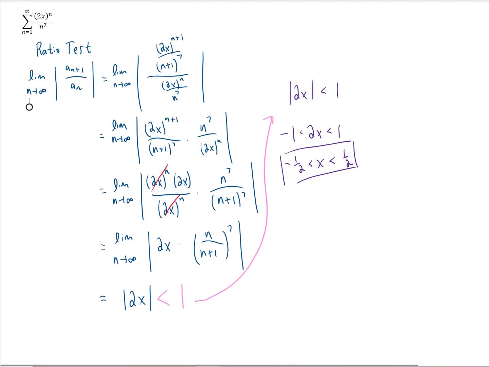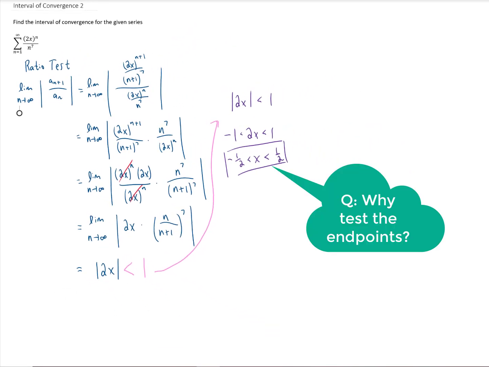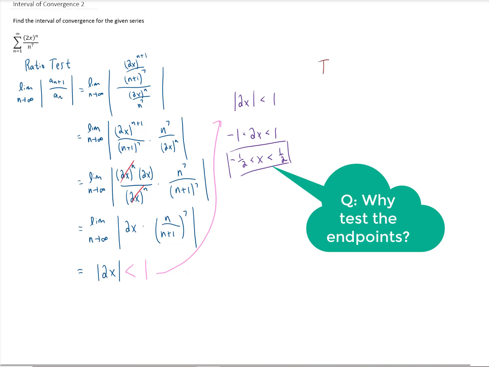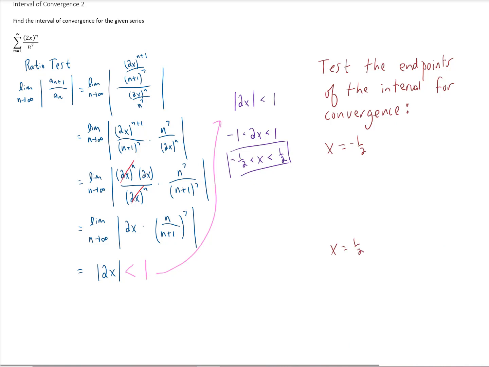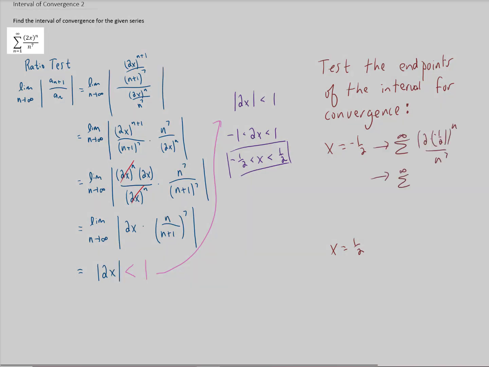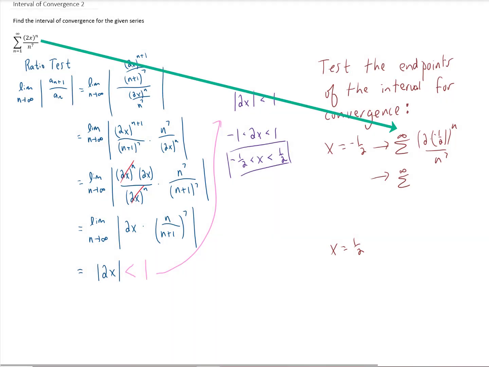So I'm going to zoom out a little bit so we can see the whole thing, and let's test the endpoints. That means that we're going to take our x equals negative 1/2 and our x equals positive 1/2, and we're going to plug each of those separately into the original series. If we plug x equals negative 1/2 into our series, notice that in parentheses we get 2 times negative 1/2. That's just negative 1 to the n power divided by n to the 7th. And the question is, does that series converge?